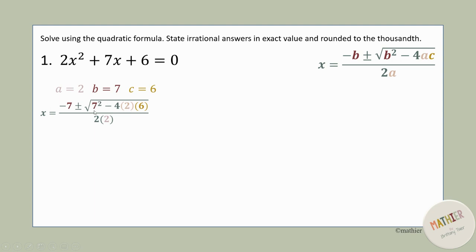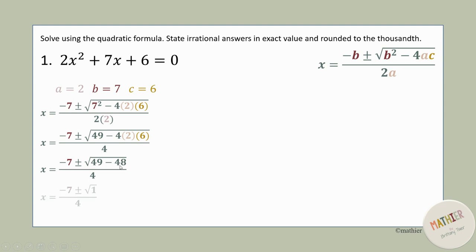So under the square root, we would evaluate 7 squared first, and then the fraction bar is like a grouping symbol, so we evaluate the denominator on its own. Okay, so 7 squared became 49. The 2 times 2 becomes 4. Next, we do the multiplying under the square root, so 4 times 2 gives us 8, times 6 gives us 48. Next is our subtraction. 49 minus 48 gives us 1. So we have plus the square root of 1 and also minus the square root of 1.